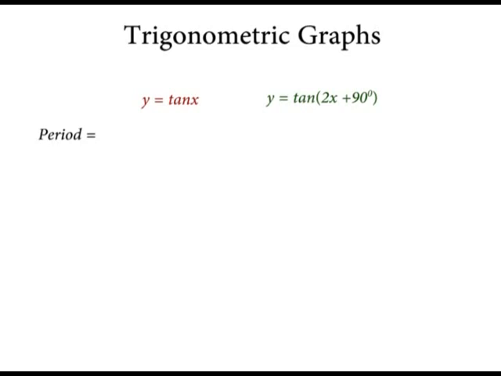For period in the trig functions, we look at the coefficient b. We get our initial period of the base function y is equal to tan x and divide by b. It is important to know what the period of a tangent function is. It's not 360 degrees, it's 180. And so in this example, the new period will be 180 over 2, that is 90 degrees.